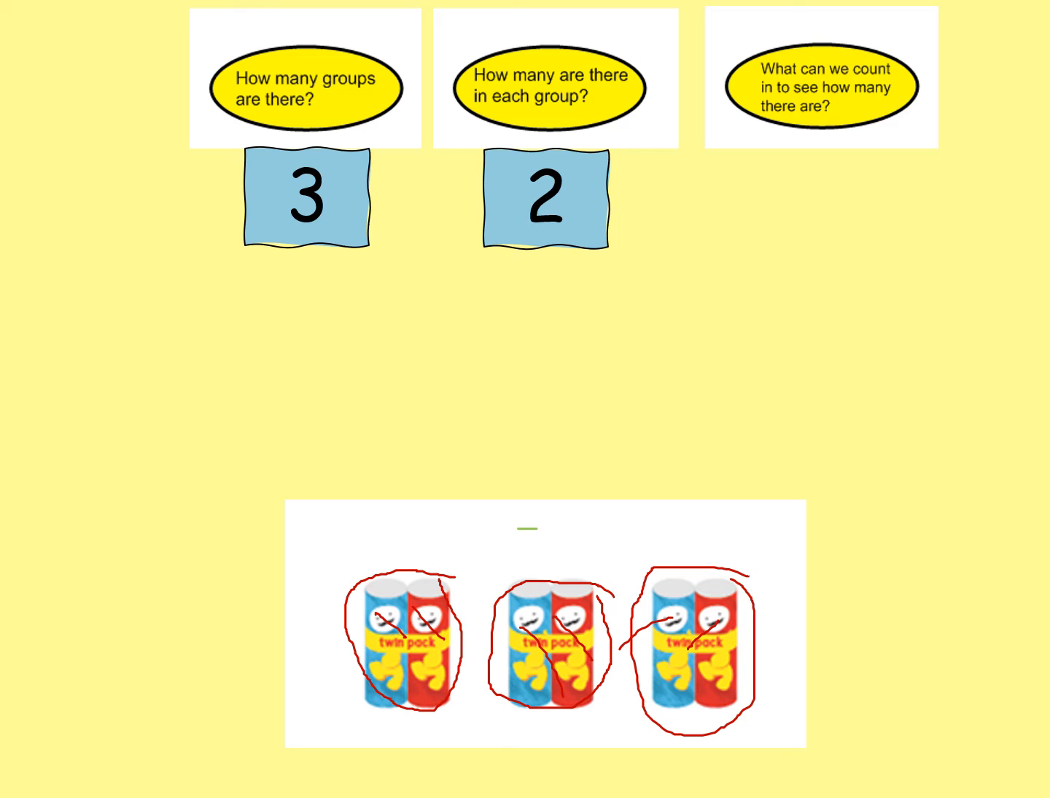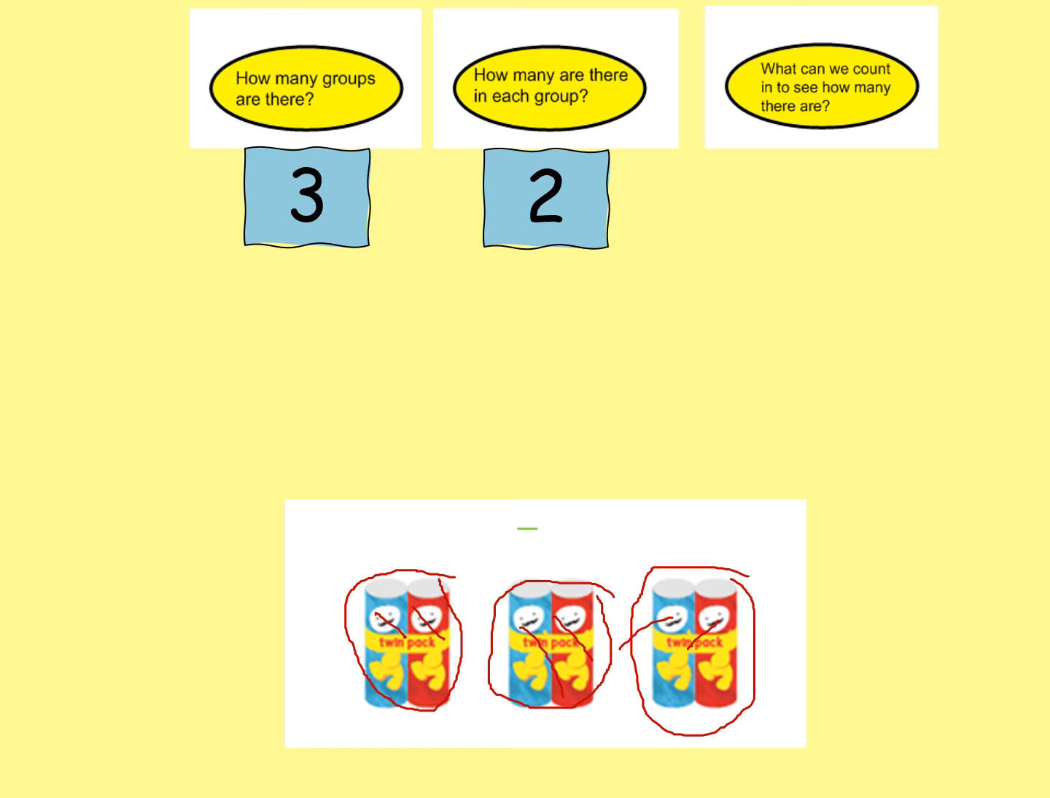Now, what do you think our number sentence might look like then? What could we make our number sentence look like? We know we need to have the times sign, the lots of, it means groups of. That times sign means groups of. What could it look like? Can you pause it for me and have a think? What do you think the number sentence might look like?